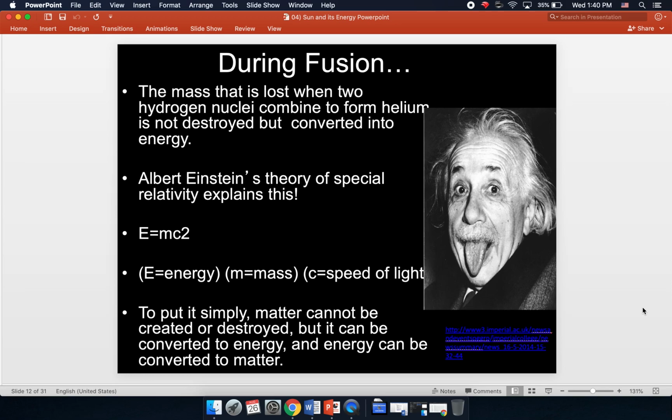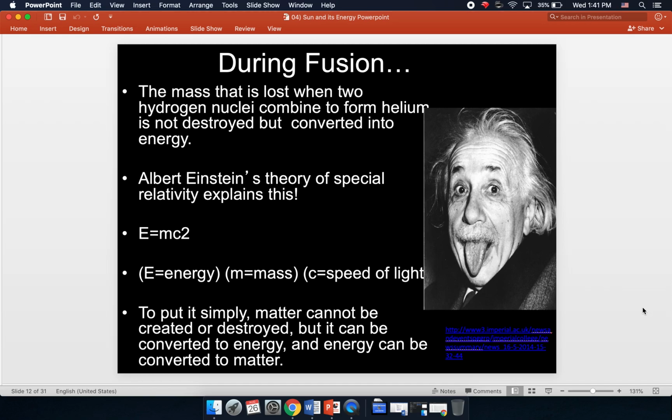Okay, so during fusion, some mass is lost, which to us, maybe so far in the science classes you've had, doesn't seem to make sense, because we're always told matter cannot be created or destroyed, right? Early on in science classes, in our elementary and middle school science classes, you probably heard matter cannot be created or destroyed, okay?